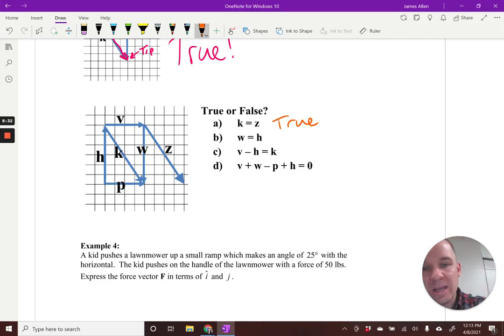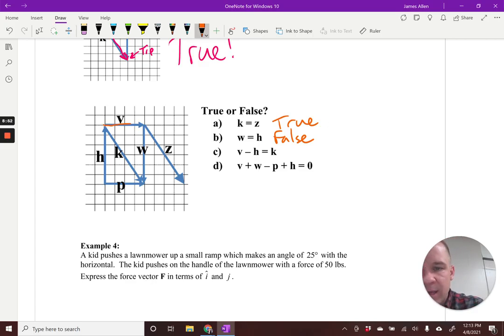Nice. B, W equals H. W here is going in this direction. H is going the other direction. Although their magnitudes are the same, the direction is not. So false. Wrong direction.